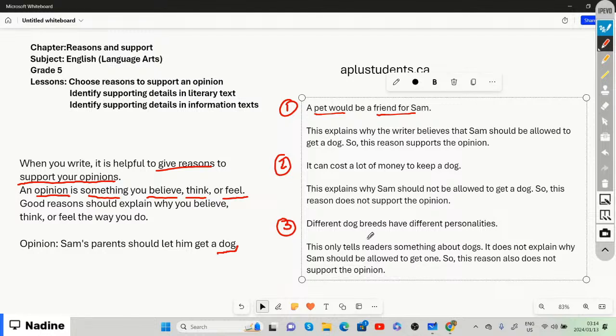So just thank the person. State your opinion and your reasons as to why you give a certain opinion. And we mentioned that Sam's parents should let him get a dog, and I literally feel only the first response, which says that a pet would be a friend for Sam.